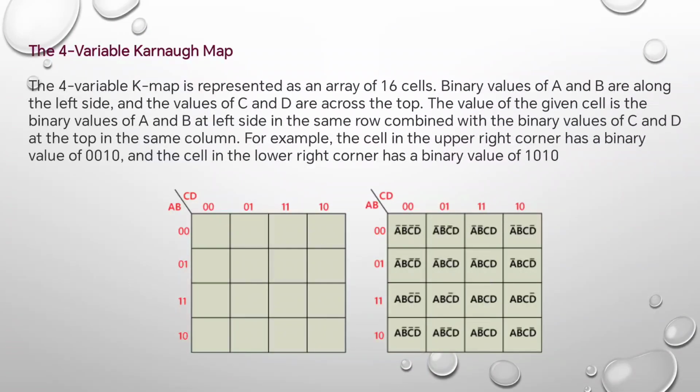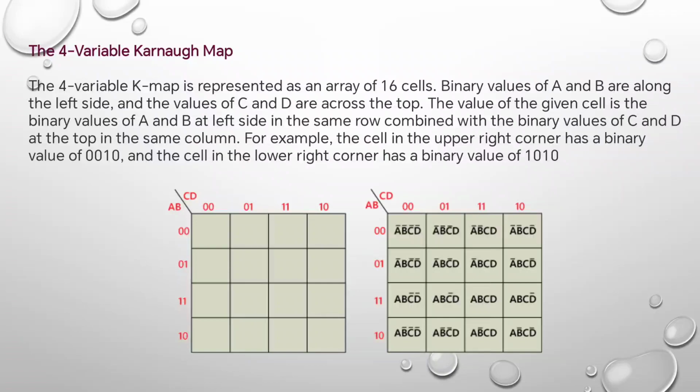Next one is the 4 variable K-map representation. The 4 variable K-map is represented as an array of 16 cells. Binary values of A and B are along the left side and the values of C and D are across the top. The value of the given cell is the binary values of A and B on the left side, in the same row, combined with the binary values of C and D at the top of the same column.